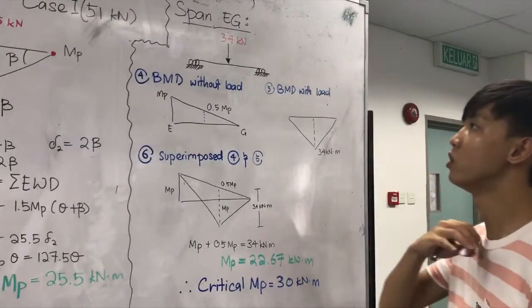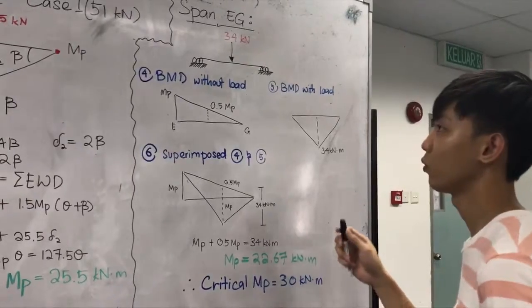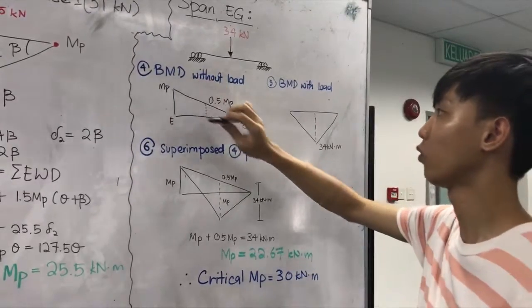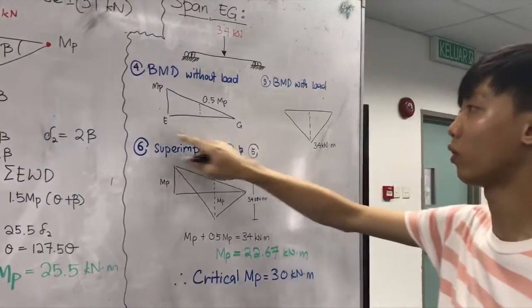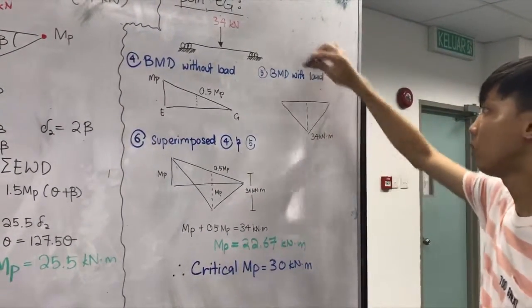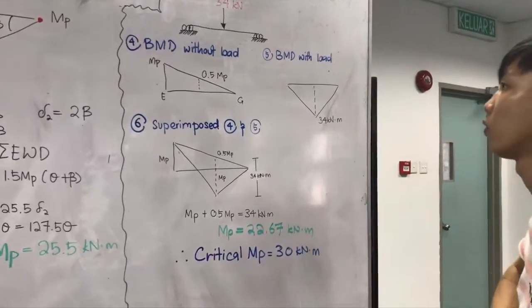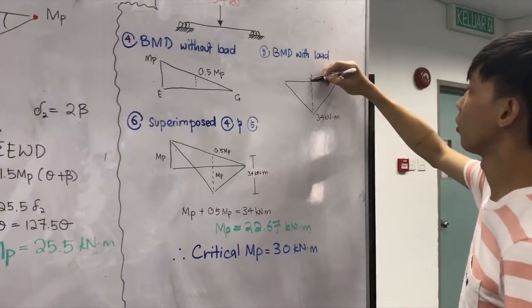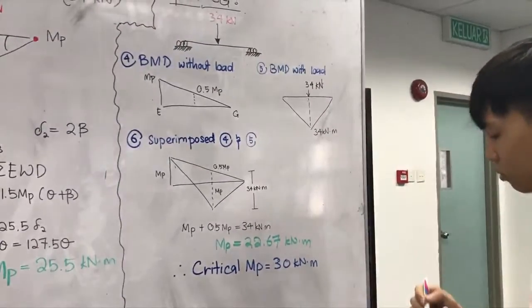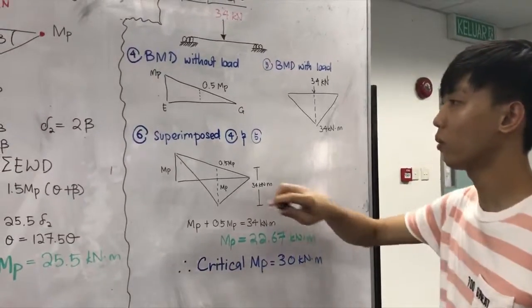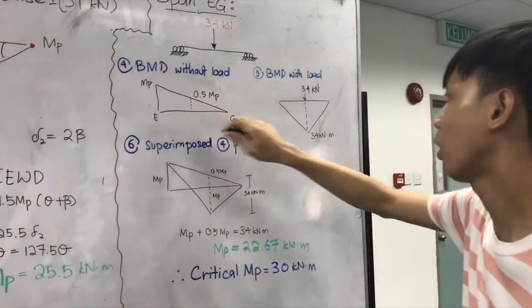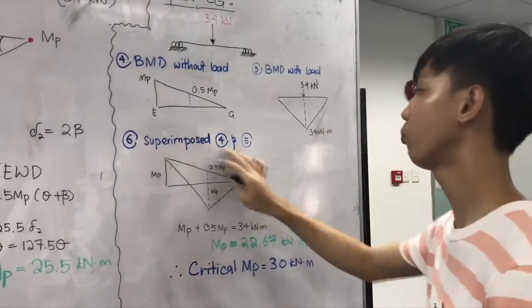For the last span EG, the same method that you use as the last 2 spans. For the 4th step, you will have to construct a BMD without loading. So this is how the BMD is. And then the next step, you have to construct a BMD with load. With load means up here there is a loading, which is 34 kN. So the last step is for you to superimpose the BMD without load and with load. So this is the outcome.